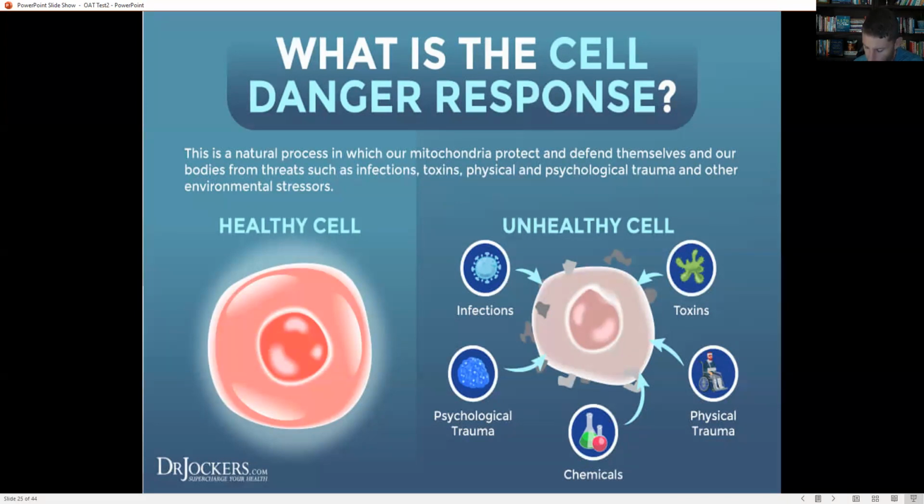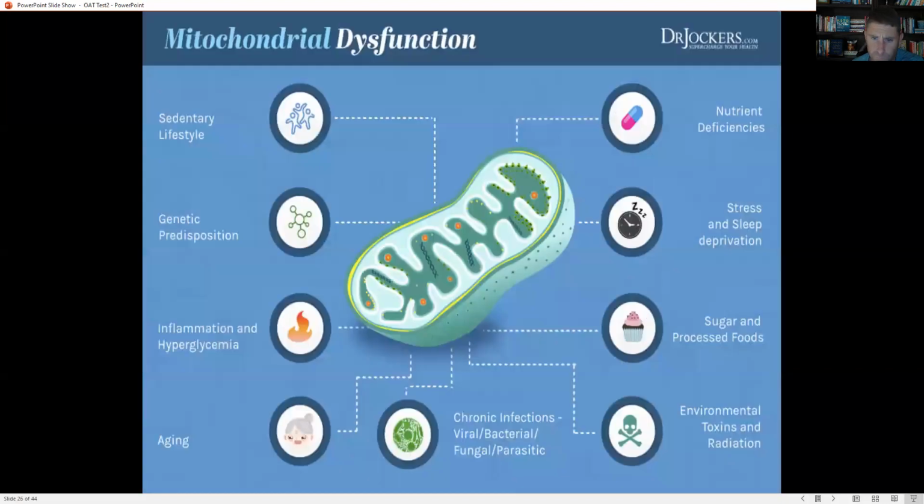And so what we've got to do is start to eliminate toxins, chemicals, glyphosate, metals, different things like that, different infections that may be affecting it, viruses and bacteria, trauma, psychological or physical trauma. So a lot of these things are impacting it.